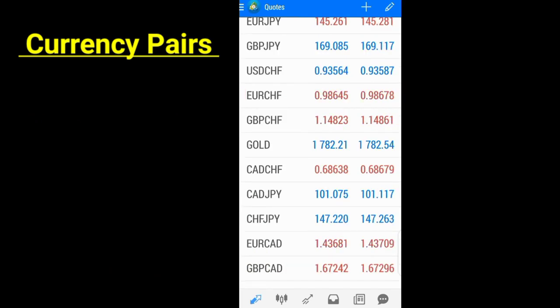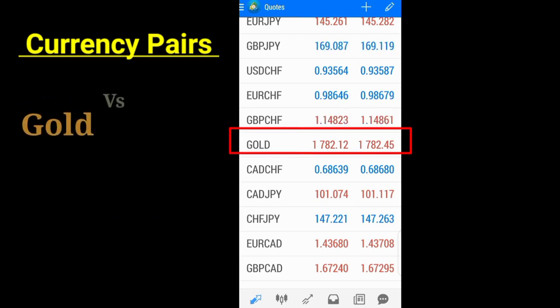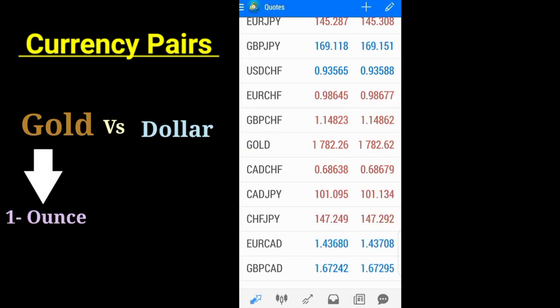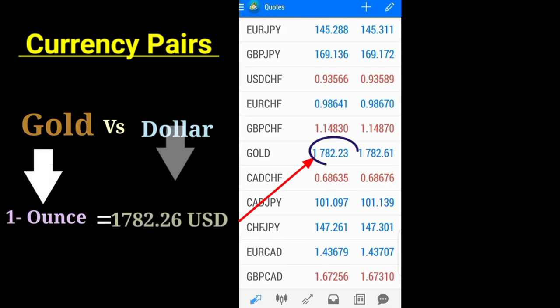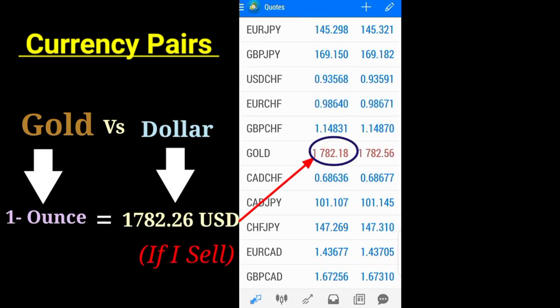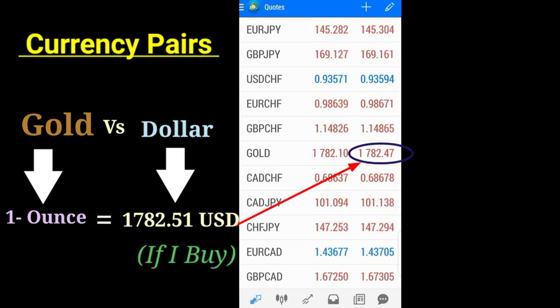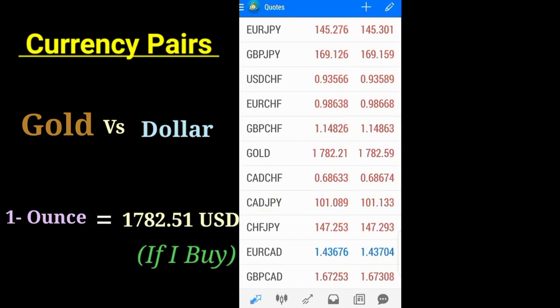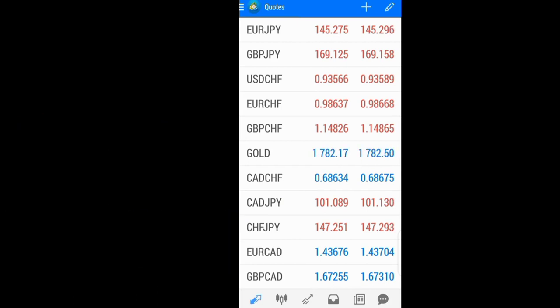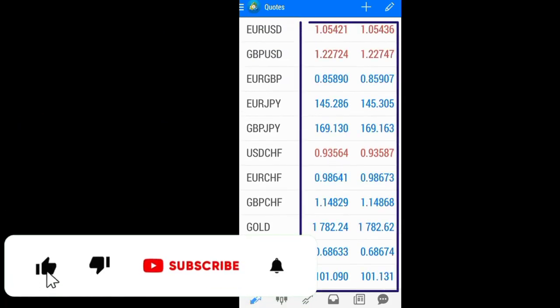So let's go to gold. In this case, here is gold. You can see we just have only gold, but this is gold versus United States dollars. So what it's telling us is that 1 ounce of gold is equivalent to this value of dollars if I am selling, and this value of dollars if I am buying. Okay, so how your quote is stated varies. However, you need to understand what these numbers are made of.